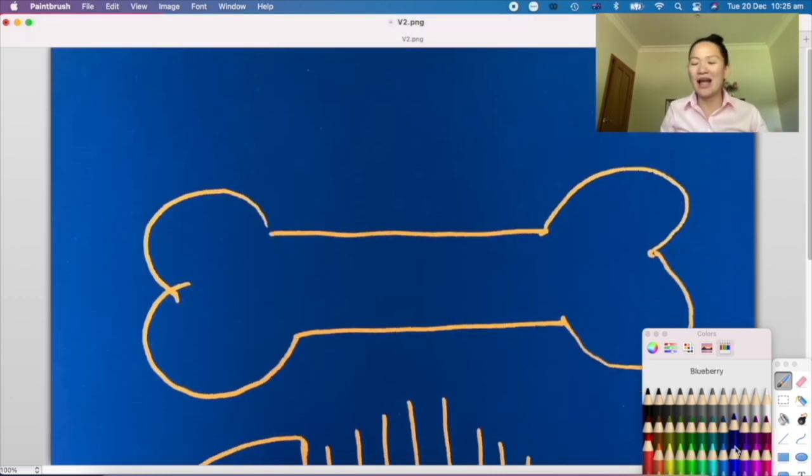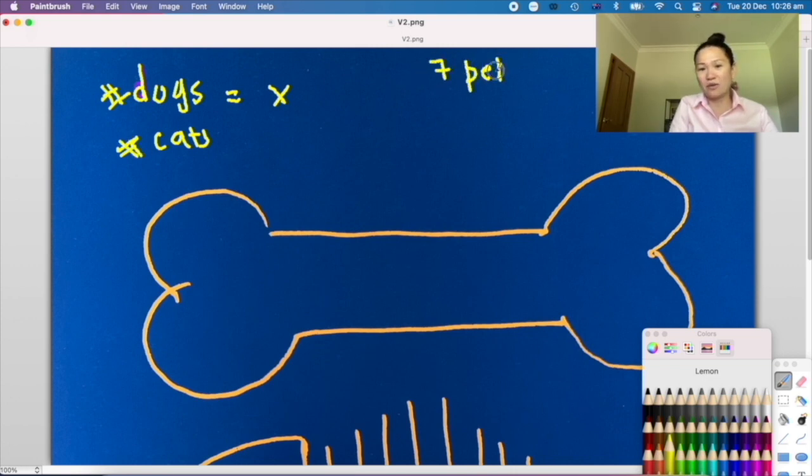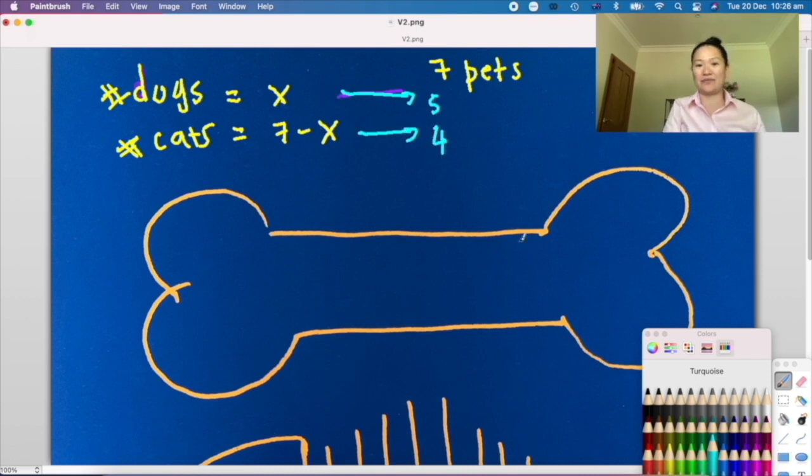Let's see from here. I'm going to set up the equation for you. Number of dogs: we don't know it, so we call it x. Number of cats we don't know as well, but we know that together they make 7 pets. So the number of cats has to be 7 minus x. Now what do we know next? Each dog has 5 biscuits. Each cat has 4 biscuits. The number of biscuits together is 32.